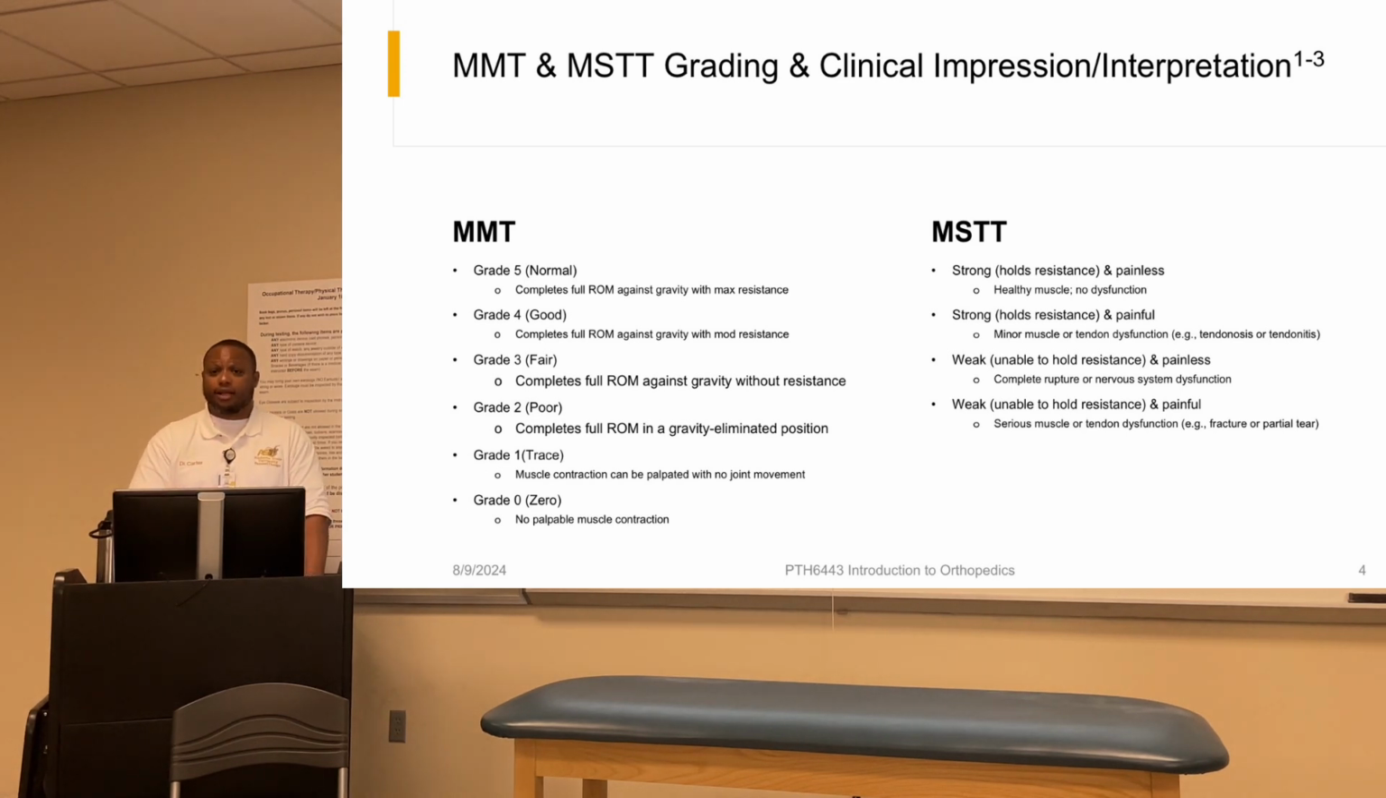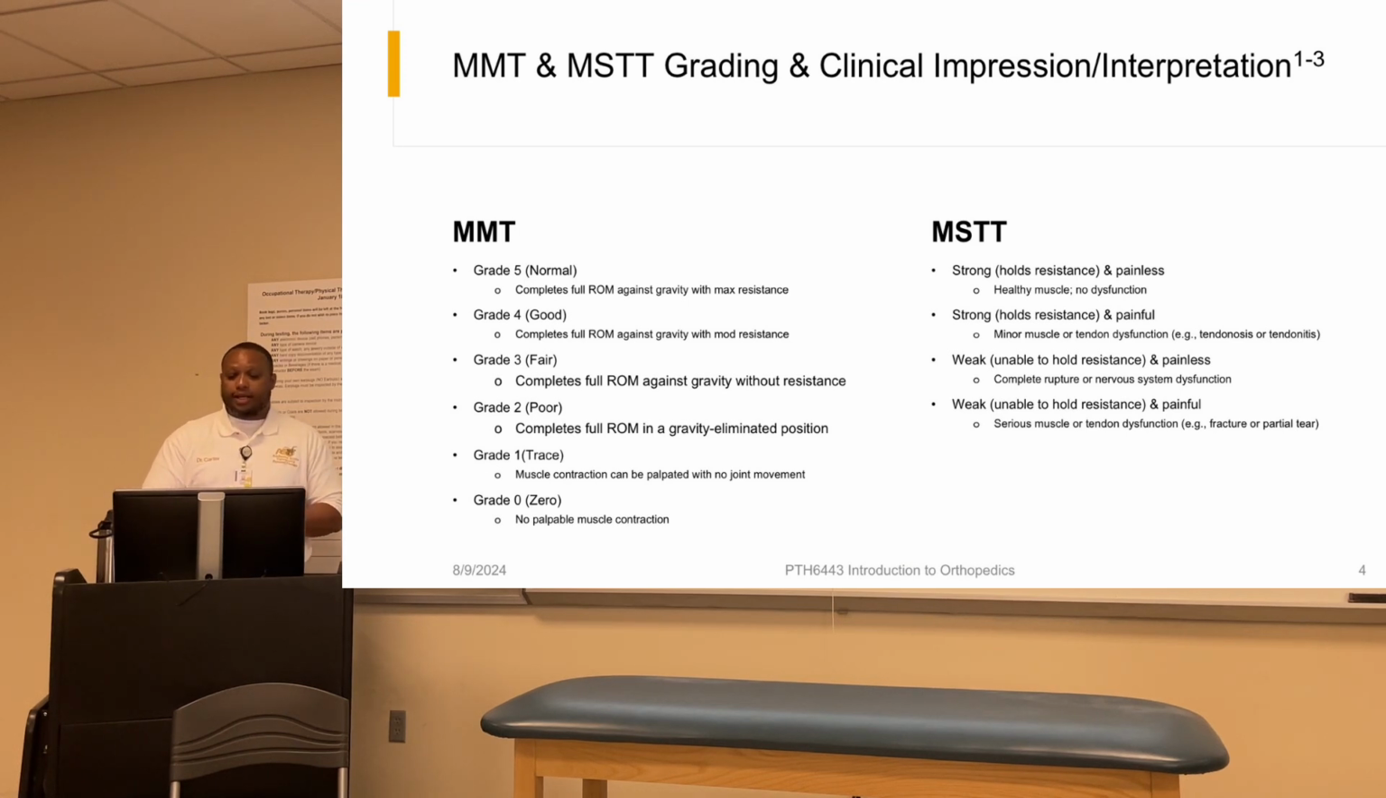Do you use the plus and minus in your clinic? I know it varies per clinic. It does vary per clinic, but I do use pluses and minuses in my clinic. So if you ever do a clinical internship with me, like I have students doing clinical internships during the summertime, I do use the plus and minus as well.